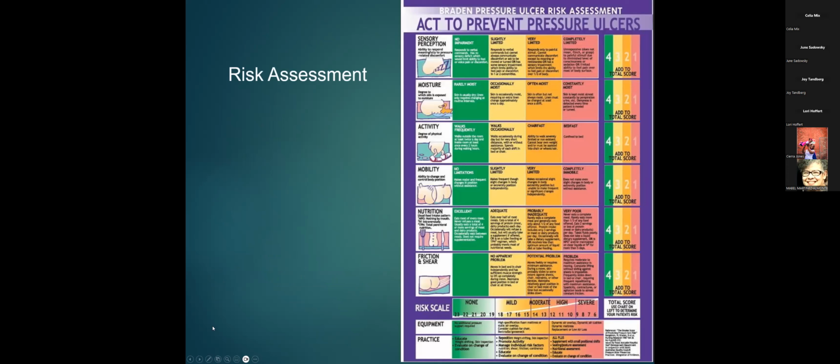Well, this is a little tough to look at, but it's a risk assessment. And so, you can get this from the downloaded slides. You can actually print this off if you want. And it looks at all the different elements that you want for preventing the pressure ulcers.